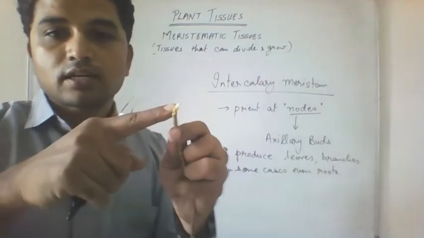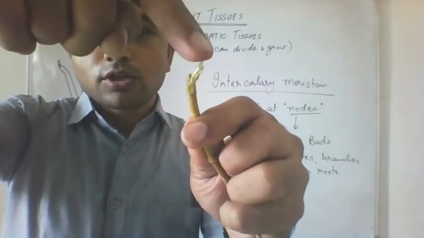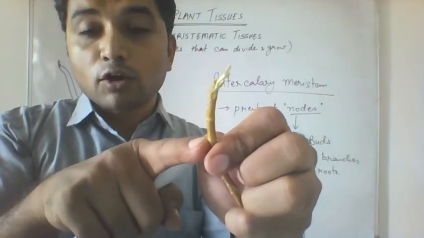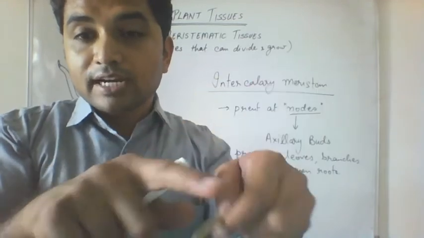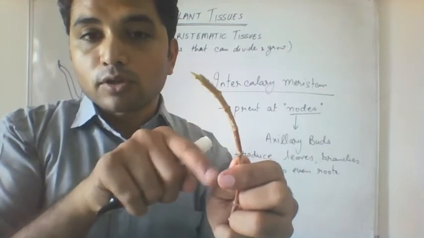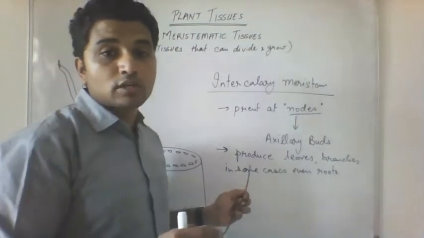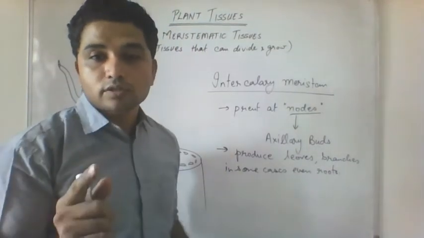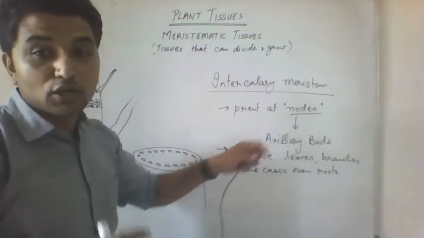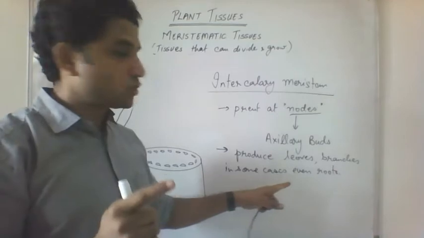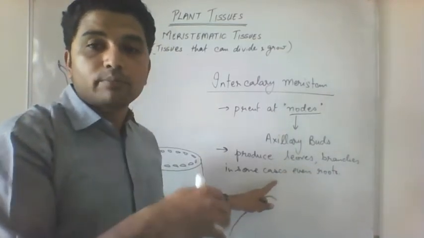Let's say this is the cut portion. The new plant will not start growing from here. The new branch will start coming out from one of the nodes. New leaves will come out from here, and if it is inside the soil, even roots will come out from the nodes. So why are new structures coming out from the nodes? Because meristematic tissues are present at the nodes, and they are giving birth to leaves, new branches, and if they are down in the soil, they're even producing roots.